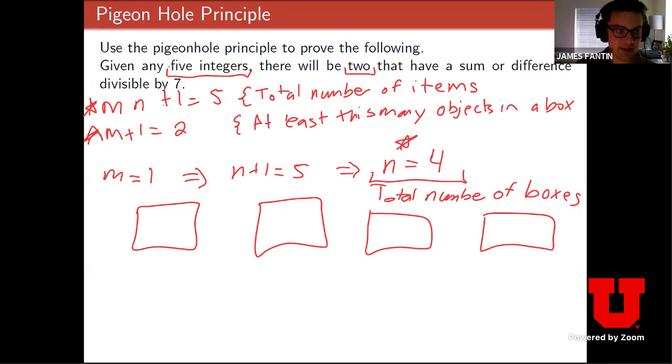And then what we want to think about here is with these 4 boxes, how could we put items in these boxes? They're going to be really helpful for this problem. In other words, we're going to be able to show that when at least 2 items are in a box, then they have a sum or difference divisible by 7. So go ahead and take just a minute to think about how we're going to label these boxes so that we can prove this problem.